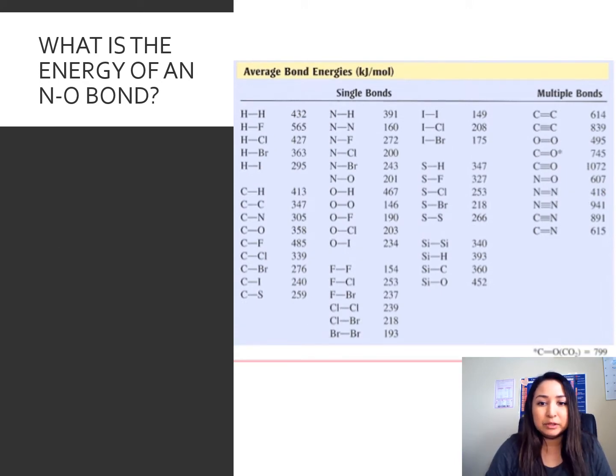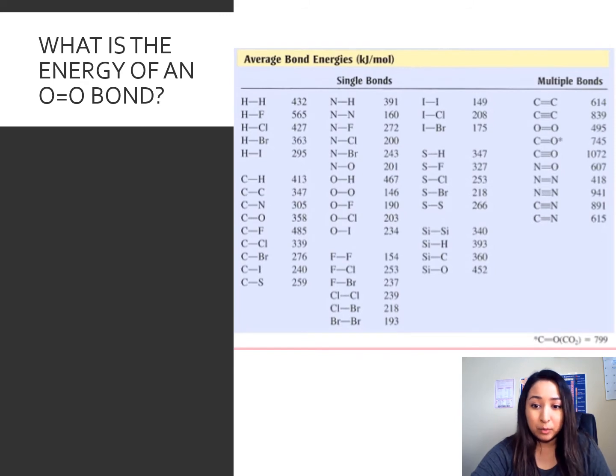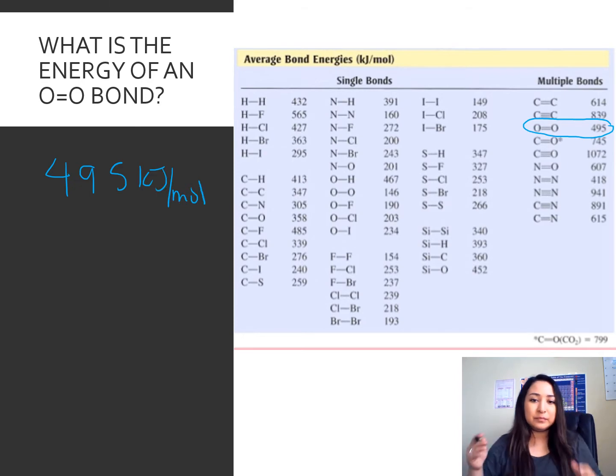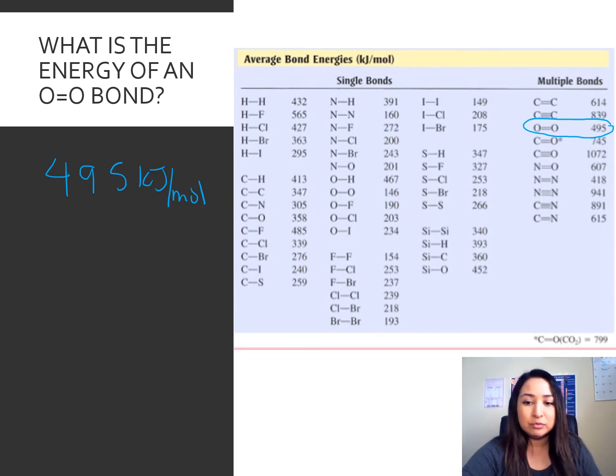N to O, we look at our bond energies. N to O, it's single bonded, 201 kilojoules per mole. Now O double bonded to another O. We look O to O, oh, all the way over here. 495. That would be the bond energy for this one. So whenever you see the bonds, you just look at your bond energy averages, and you choose that one for that specific bond.